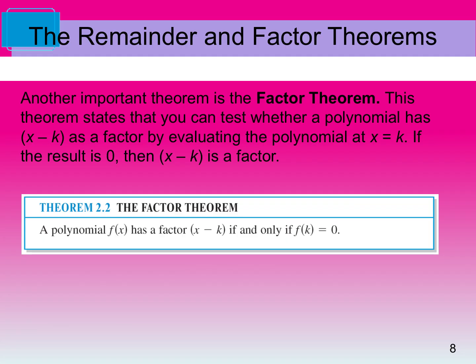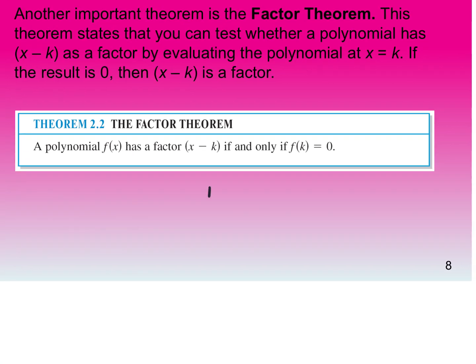We also have the factor theorem, so kind of like back to that first example we did. If we use synthetic division and get a remainder of 0, then our binomial is a factor of the polynomial. So it says the polynomial f of x has a factor x minus k if and only if f of k is equal to 0. So if we do synthetic division and we get a remainder of 0, then it's a factor.